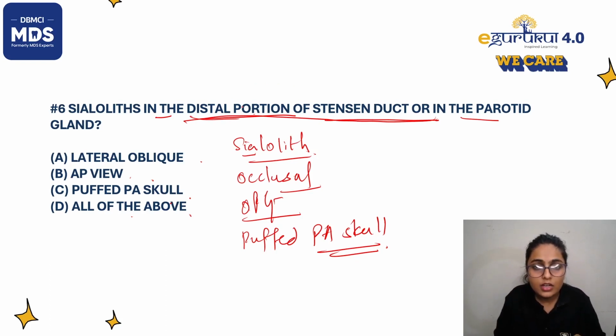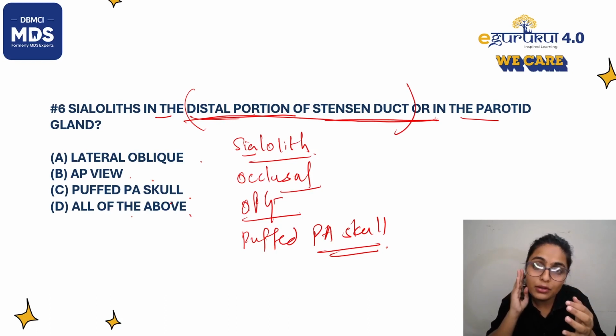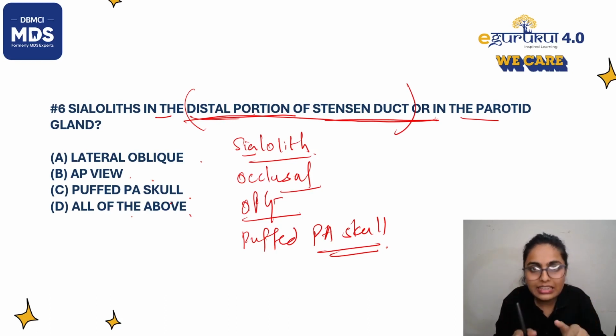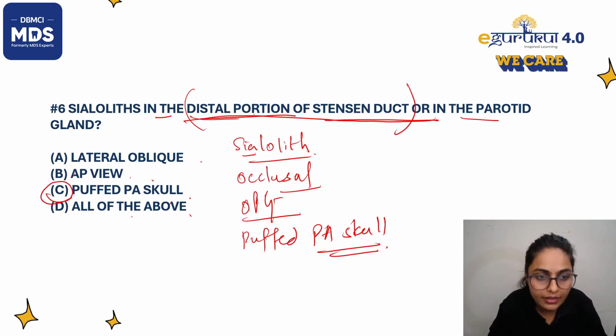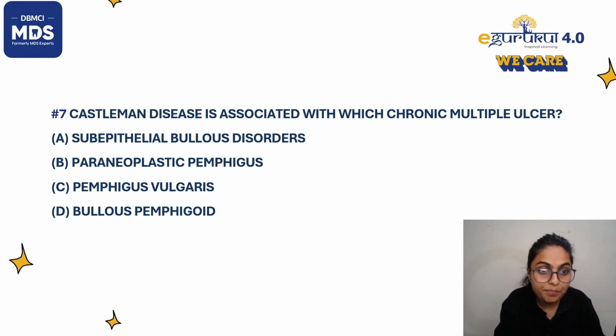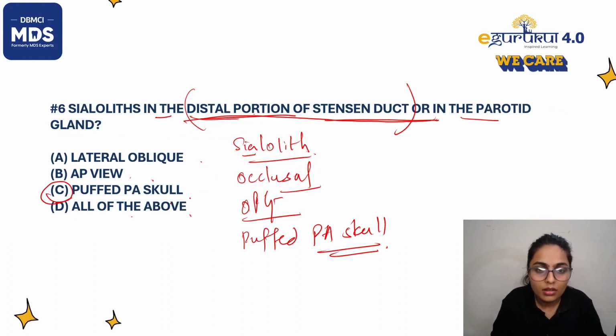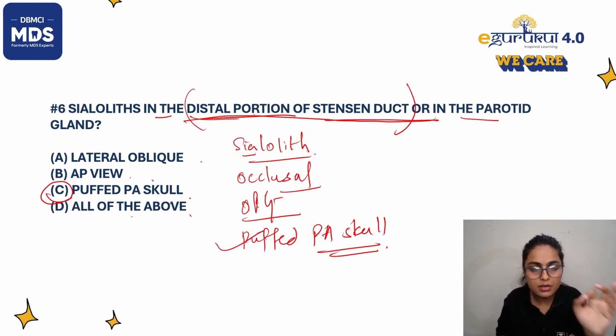So especially for this portion, or if the sialolith is in the parotid gland, to see this sialolith you will advise a puffed PA skull view. I have put this up. So just remember, a sialolith located in the distal portion of Stensen's duct or in the parotid gland can be seen using the puffed PA skull view.